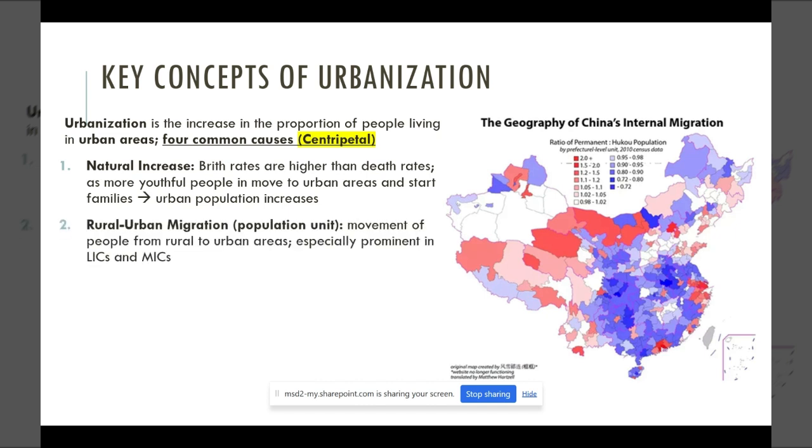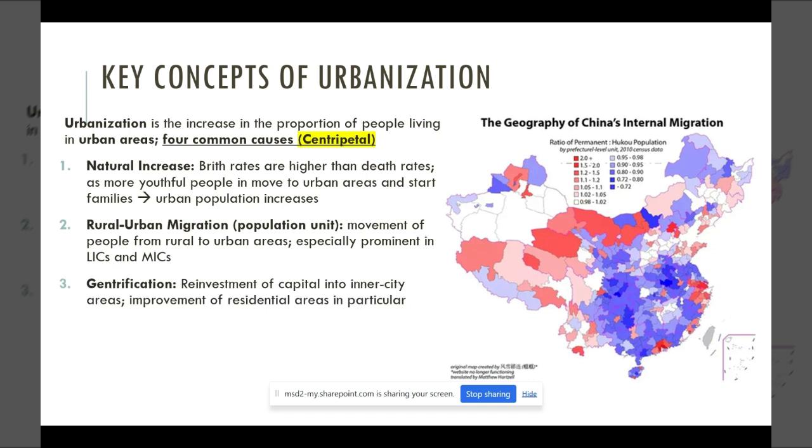Rural to urban migration is just the prospect of people moving from rural to urban areas, especially in low income and middle income countries. A lot of this has already happened in high income countries. That's why you're not seeing urban areas in high income countries expected to grow a lot. In fact, you almost have the reverse, which we'll talk about in a second. But you've got rural to urban migration.